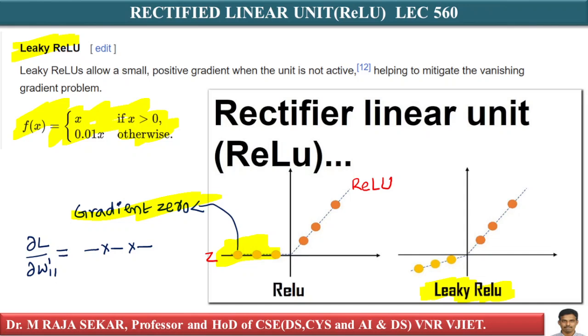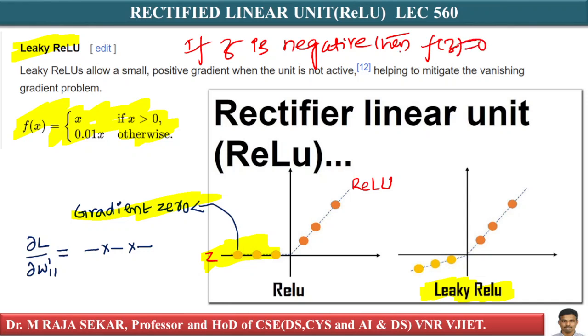Let's ask ourselves, when do we have 0 gradient? Let's work it out and then come to leaky ReLU. When does this Z become negative, isn't it? Let's take this. This is my Z. If my Z is negative, then my f of z equals 0. That point is important. If z is negative, then your f of z will be 0, isn't it? That's what ReLU says.